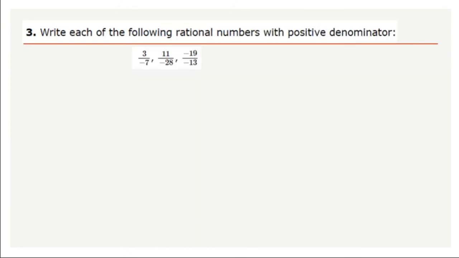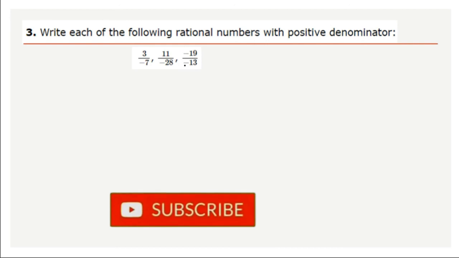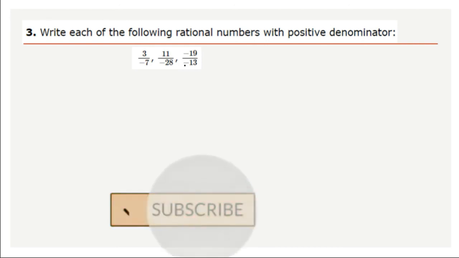Next question. Write each of the following rational numbers with positive denominator. They have given 3 upon negative 7, 11 upon negative 28, minus 19 upon minus 13. In order to express a rational number with positive denominator, we need to multiply its numerator and denominator by negative 1.